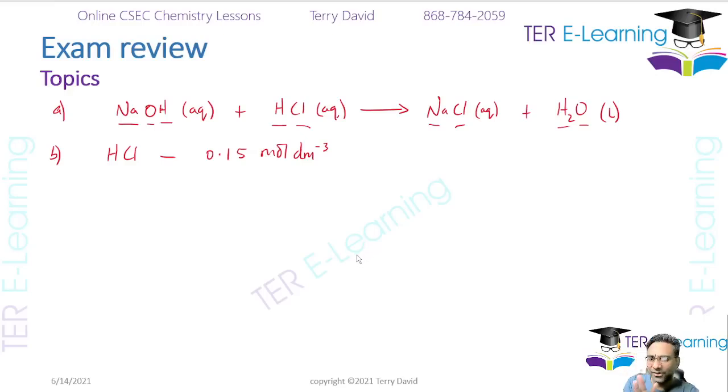Now, what does that really mean? 0.15 mole per dm cube. You all need to know that 1 dm cube is actually equal to 1000 cm cube. I'm going to make use of this here. So if my concentration is 0.15 mole per dm cube, that tells me something. That says that in 1000 cm cube of solution, I have 0.15 moles of hydrochloric acid. That is what that is telling me. So I'm going to write a statement along those lines.